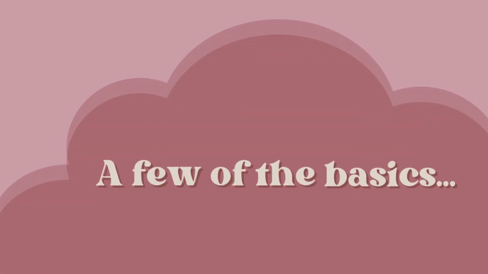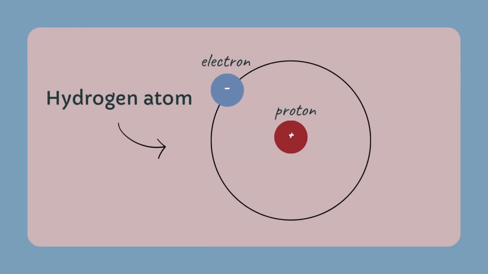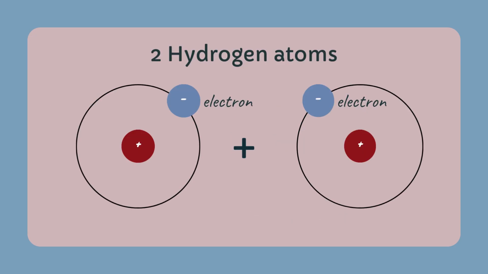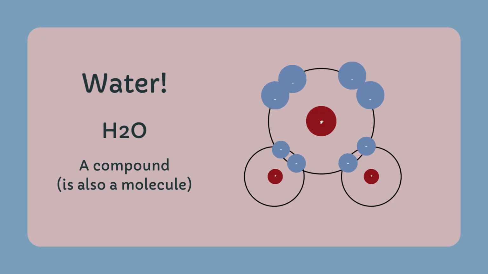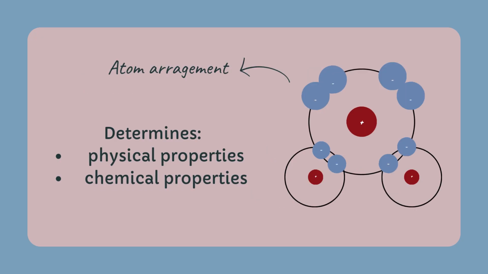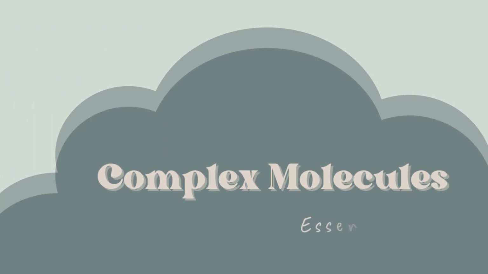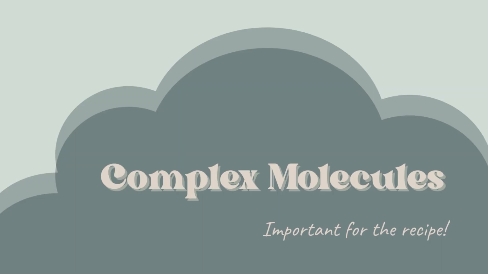Before starting, let's dive into the basics. Atoms are the basic building blocks of all matter, and their outer electrons bond together to form molecules. Many molecules together form a compound. This arrangement determines their physical and chemical properties, which vary in complexity. Some of the more complex molecules are essential for life and will play an important part in our recipe.